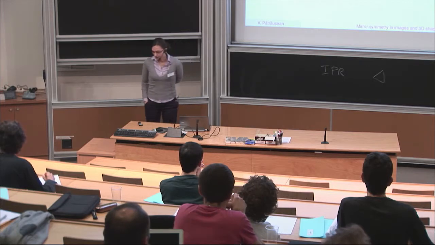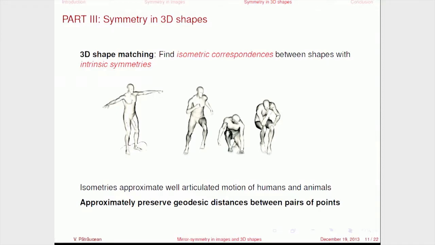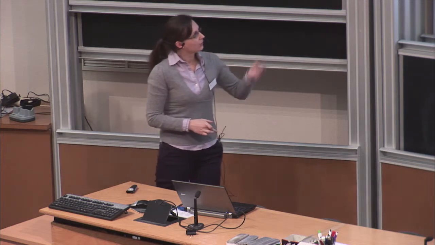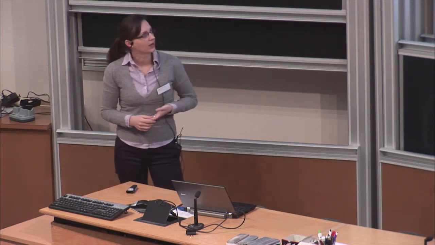Let's see what happens for the 3D shapes. We are looking at the problem of finding isometric correspondences between shapes with intrinsic symmetries. An isometry preserves geodesic distance. So if I have the distance between my finger and my shoulder, the geodesic distance is the distance that follows the surface, as opposed to the Euclidean distance that takes the shortest path. We consider isometries because they approximate well the articulated motion of humans and animals.